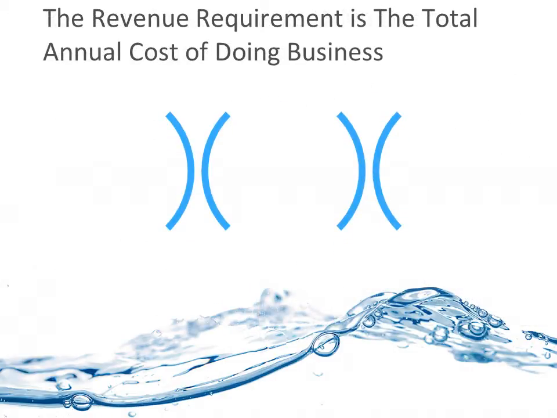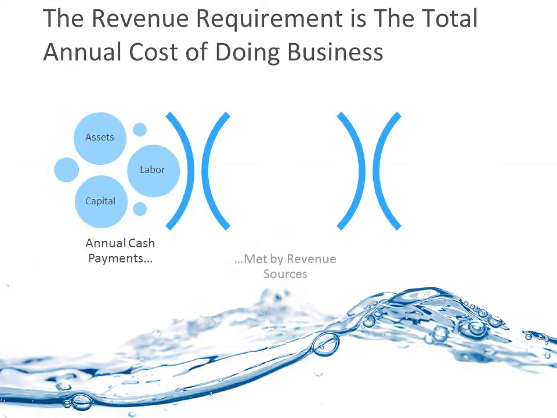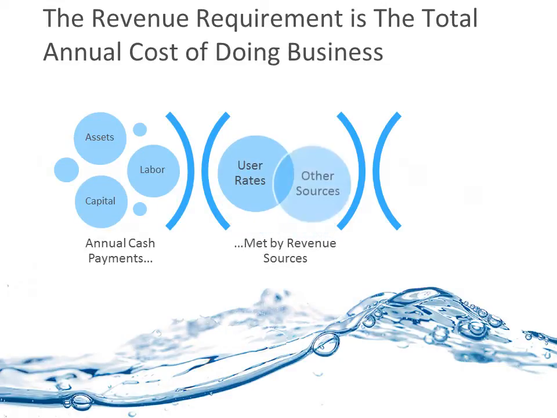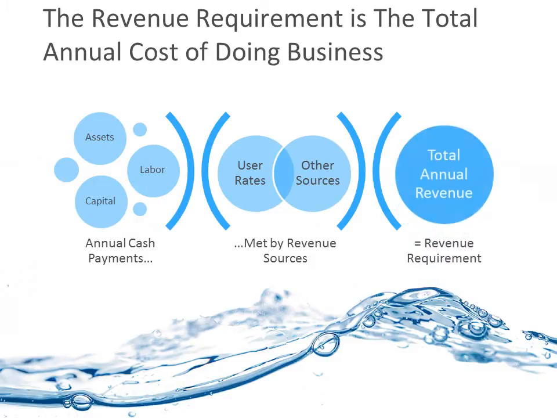A revenue requirement is the same thing as saying the total annual cost of doing business. We can imagine that we have annual cash payments in a utility for things like assets, labor, and capital. We need to meet those cash payments with sources from user rates and other places. The total of those sources is the total annual revenue. So the revenue requirement is the amount of revenue that's required to meet the annual cash payments.